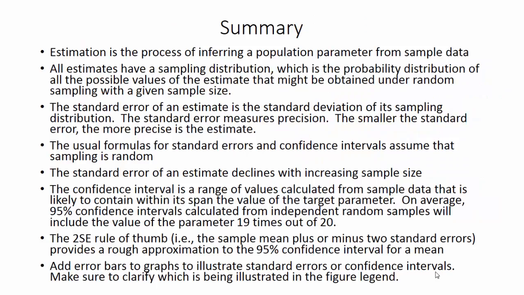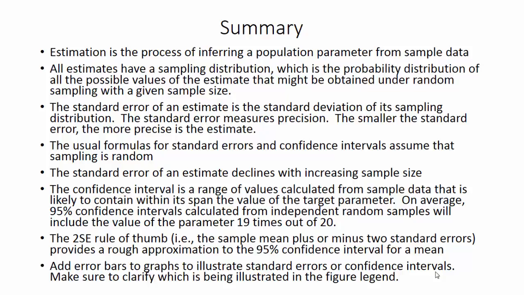In sum, estimation is a process of inferring population parameters from sample data. All estimates have a sampling distribution, which is the probability distribution of all possible values of the estimate that might be obtained under random sampling with a given sample size. The standard error of an estimate is the standard deviation of its sampling distribution. Sample standard error measures precision. The smaller the standard error, the more precise the estimate.